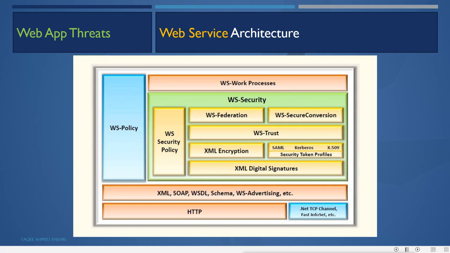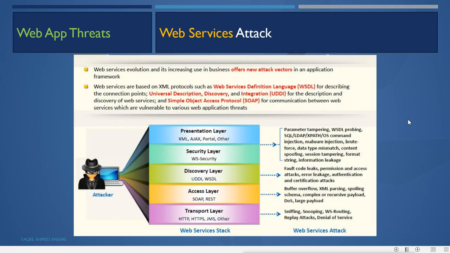We can use SAML, we can use Kerberos, or we can use certification X.509 and digital signature. These are security, and with that we have security policies. Then WS-Policy, Web Services policies, and then Web Services work process. These are the different processes we have for the web server. That is the web service architecture.